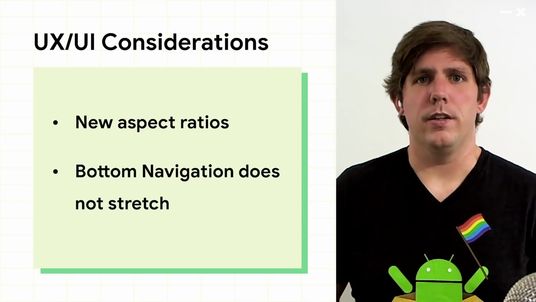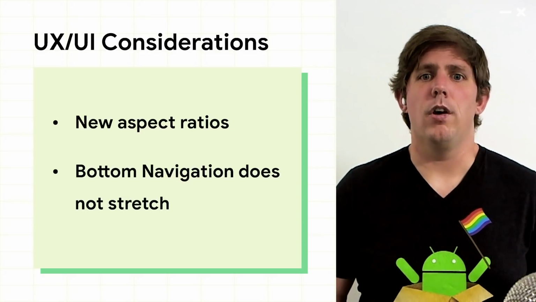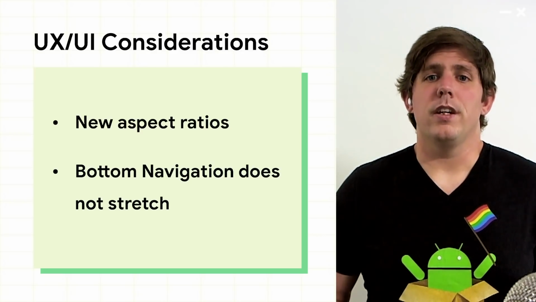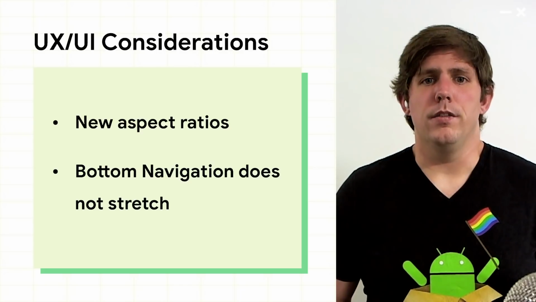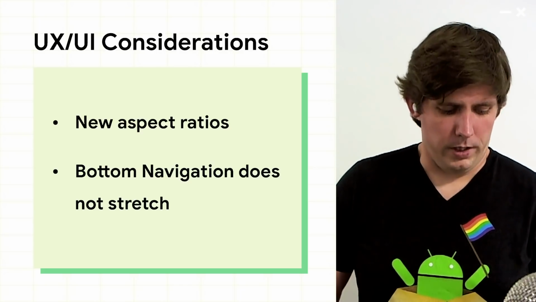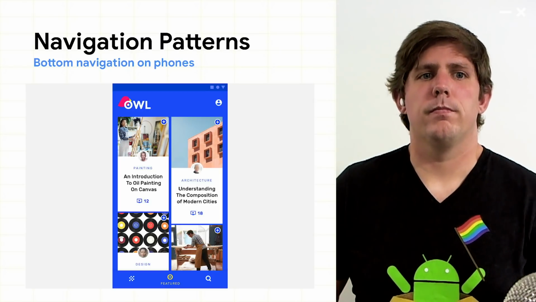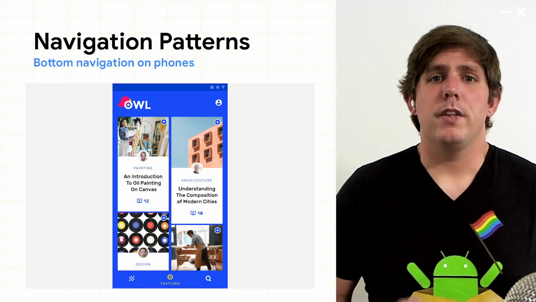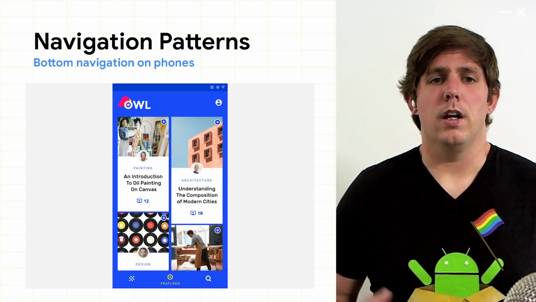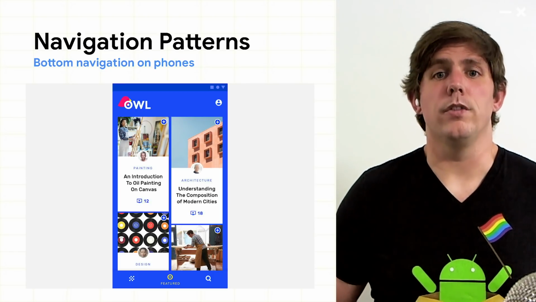The other thing to think about is that certain navigation patterns don't always work best for every size. Specifically, bottom navigation does not stretch super well when the window size gets very wide. Let's look at the Material study Owl and see how they handle this. So on a phone, bottom navigation looks and works really well. It's easy to access by the user on a phone device with whatever hand they're using.